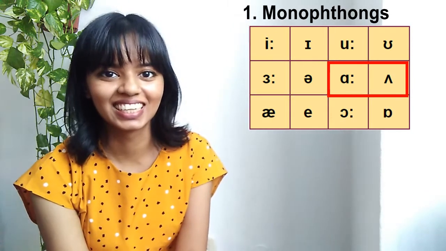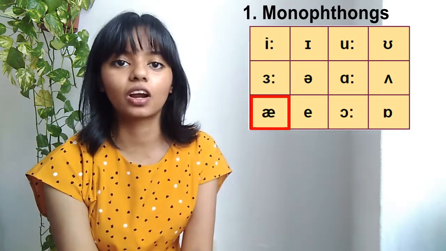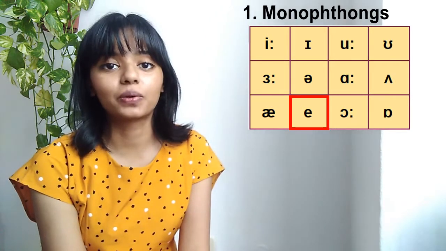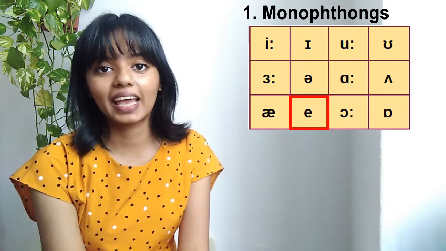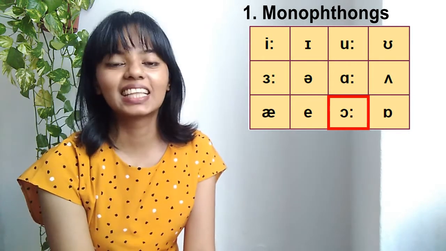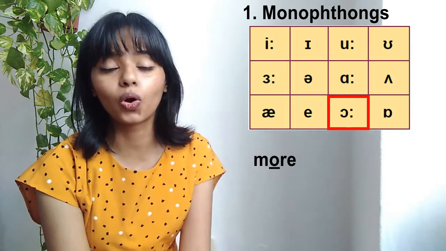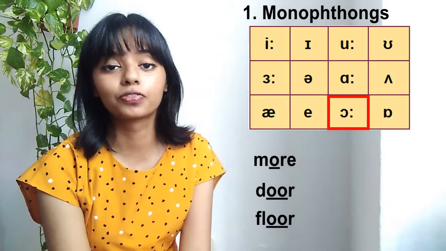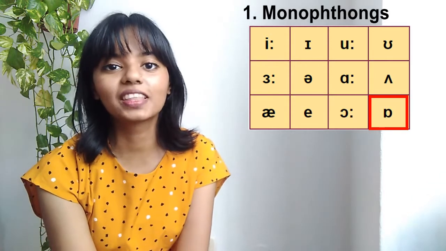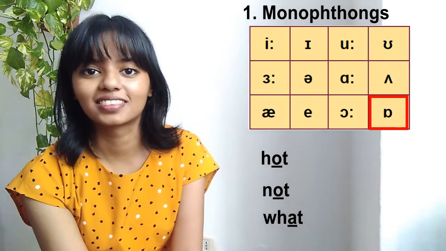See the difference? Then we have the short vowel a. Words with a short a sound are hat, cat, fan. Then we have the short vowel e. Words with e are left, pen, said. The next one is a long o. Words with this sound are more, door, floor. And lastly, we have the short vowel o. Words with the short o sound are hot, not, what.